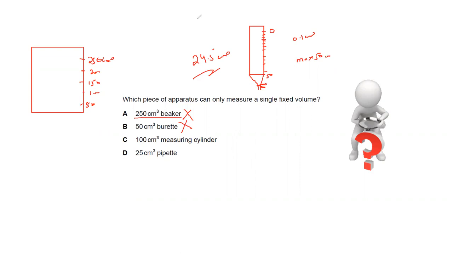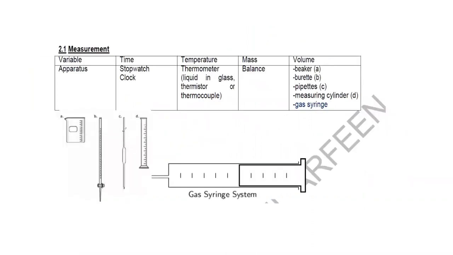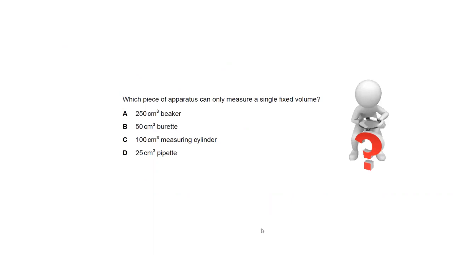A measuring cylinder, same thing. A 100 cm cube measuring cylinder means the maximum value which this can record is 100, but it's not like only one marking is there. There are other markings as well, like 90, 80, 70, 60, 50, 40. So we can measure other volumes as well. But what about the pipette? When you check the pipette, it has only one mark, and that is the 25 cm cube mark. There is no other marking on the pipette. So when we fill up this pipette and the volume of the liquid reaches this point, it means we have 25 cm cube of liquid. Is it clear to everyone? That is why D is the right answer.